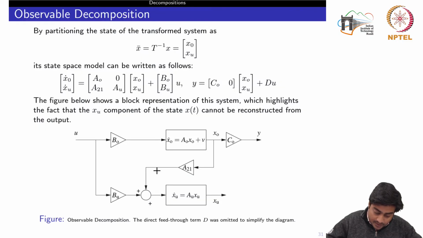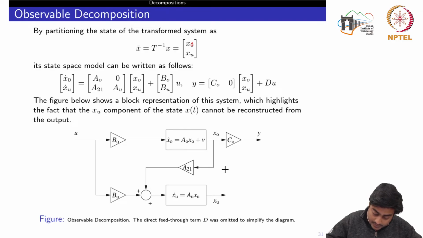So let's see a more detailed visualization of this decomposition. By partitioning the state of the transformed system as x bar is equal to T inverse x, we are partitioning it as xo, the observable states, and xu, the unobservable states. So if I write the transformed system by taking this A bar matrix, B bar matrix and C bar matrix, and the D matrix would remain the same, this is how I can draw the block representation.